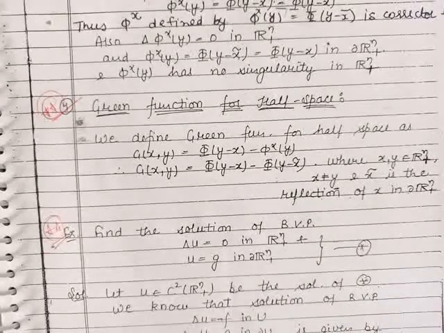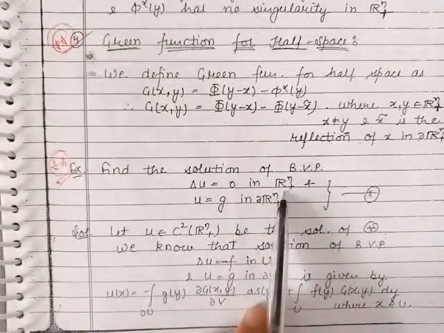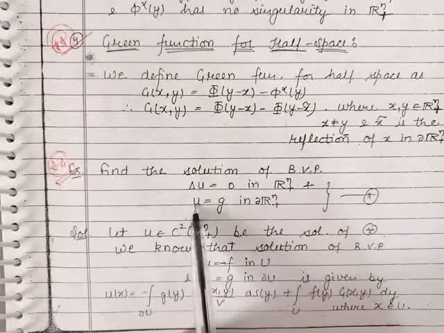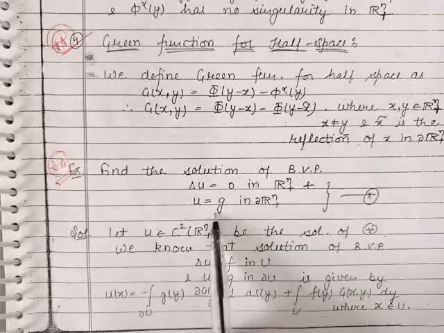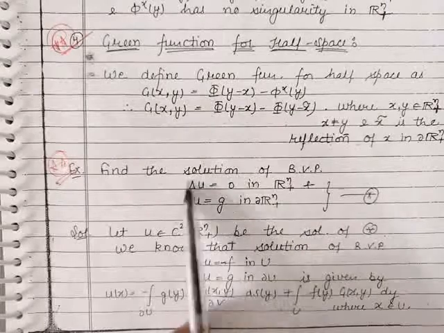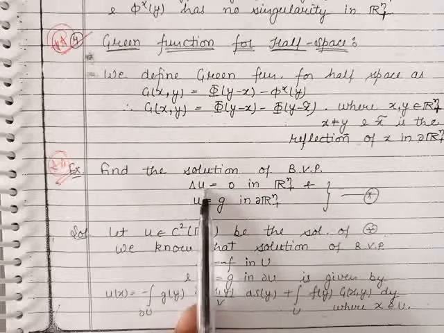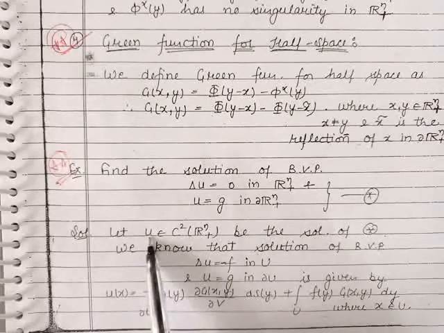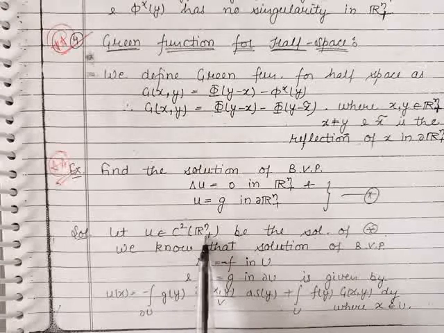Now our next article is to solve the boundary value problem Laplacian of u is equal to 0 in the half space, and the value of function u on the boundary of half space is g. We are to find the solution of this boundary value problem. Now let us take the solution of this boundary value problem to be denoted by u, which is a twice continuously differentiable function defined on the open upper half space.